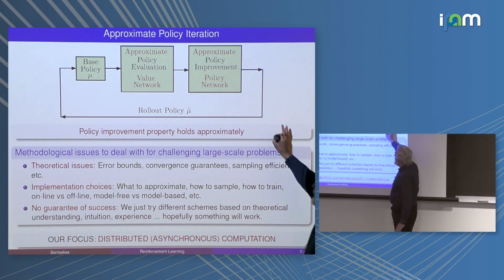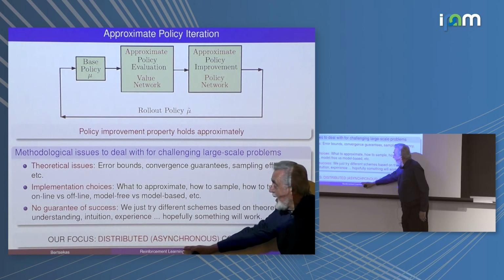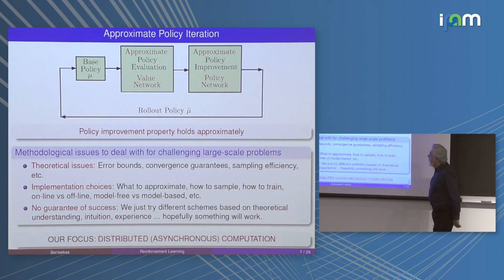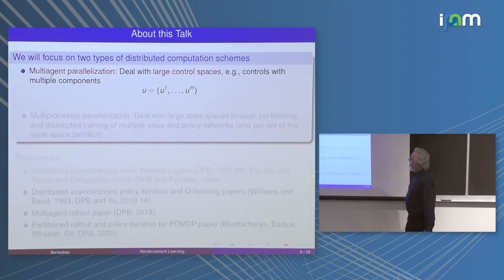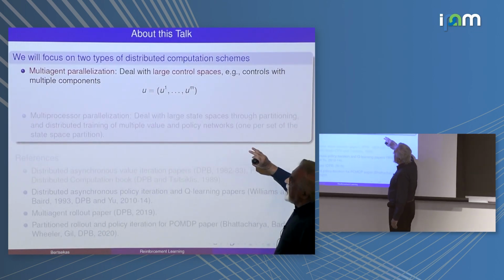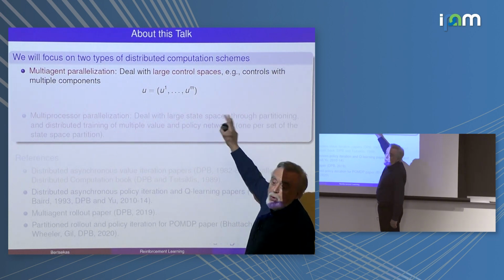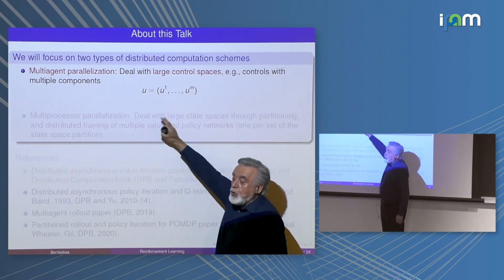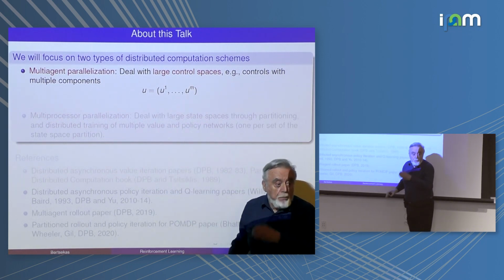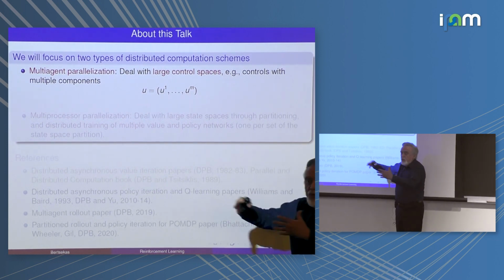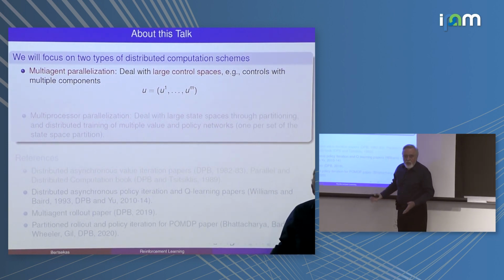Now there's a tremendous amount of computation involved in all this, and I will focus on how you speed up this computation through distributed and perhaps asynchronous computation. So I will focus on two types of distributed computation schemes. One is multi-agent parallelization and deals with large control spaces. And I'm going to focus on the case where the control has multiple components, like one component per agent. M can be fairly large here. And obviously, the size of the control space becomes enormous, and dealing with that in the context of one-step or multi-step look ahead is very difficult.